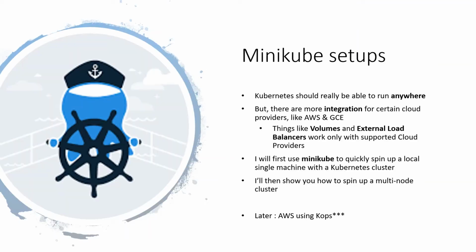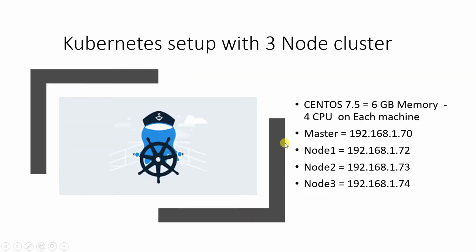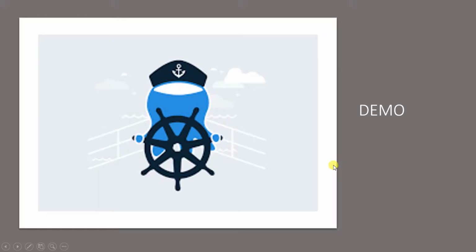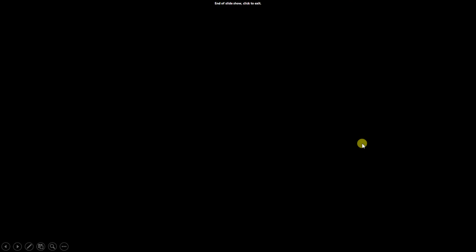In the system I have 3 nodes, each with a capacity of 6 GB memory and 4 CPU. One is dedicated for the master, and then node 1, node 2 and node 3. These are my IP addresses which I'm going to connect. And this is the URL, my GitHub URL, where you can find the step-by-step installation procedure. Let's get into the demo part.